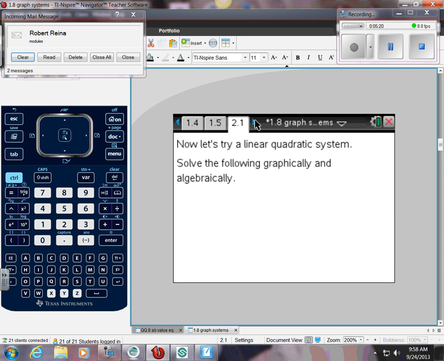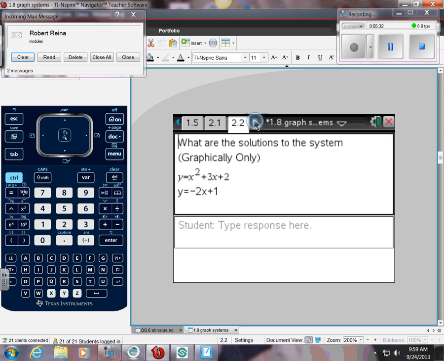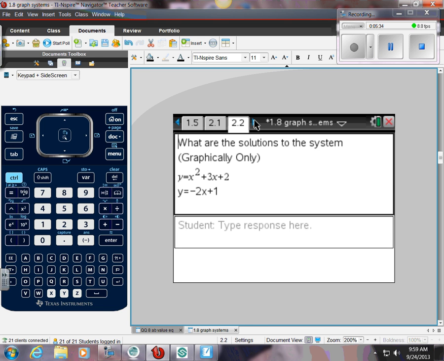All right, so let's try one that's linear quadratic. We're going to do this one only graphically. We're not going to do it algebraically, just so that you're comfortable with that graphical model. So I want you to do this on your own. You're going to graph these two functions, find the intersection point or points depending on what we have, and then we'll go over it together. So go ahead and give it a shot.